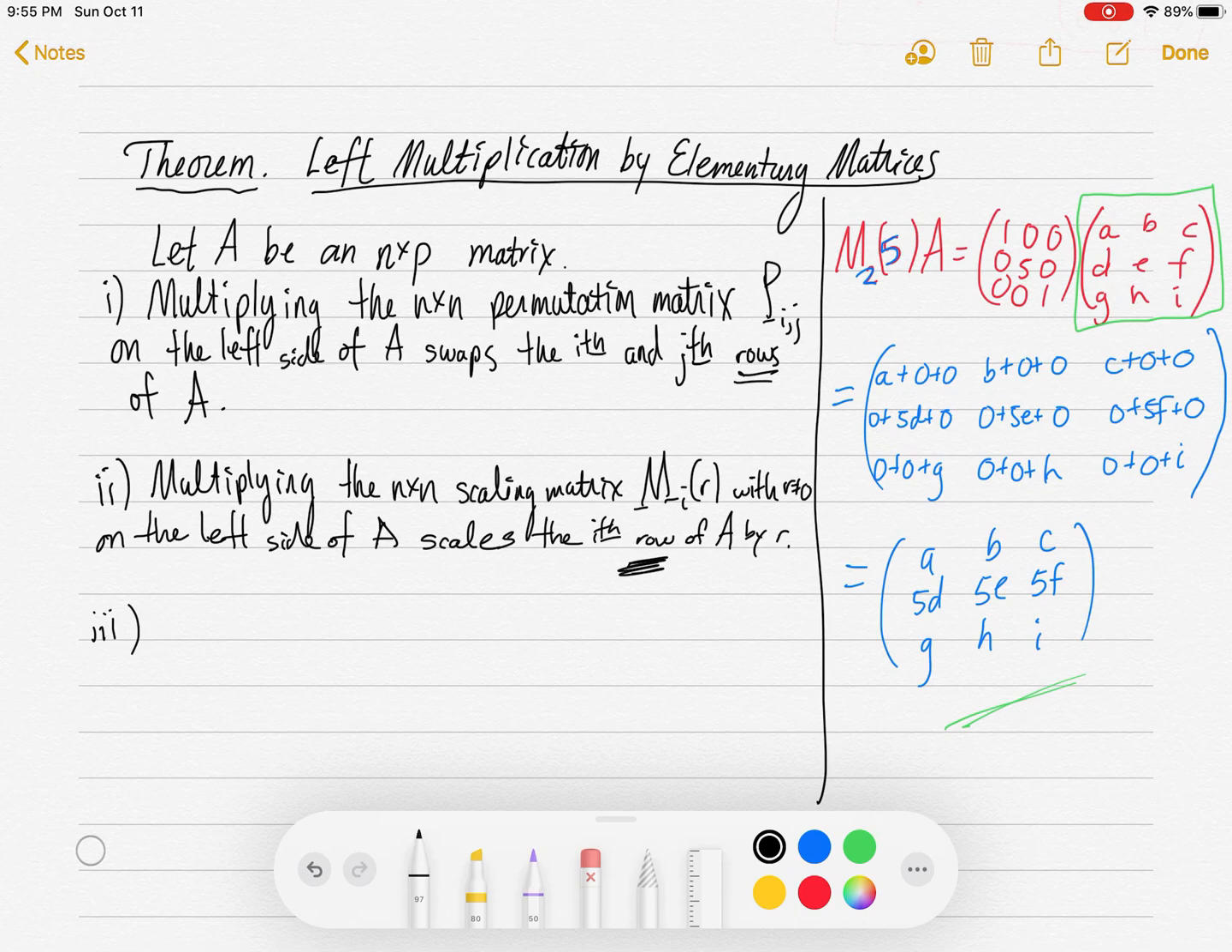Okay, so you basically take 5 and multiply the second row by 5. You scale the second row by 5, okay. Pretty cool. Okay, here we go. Here's number 3.